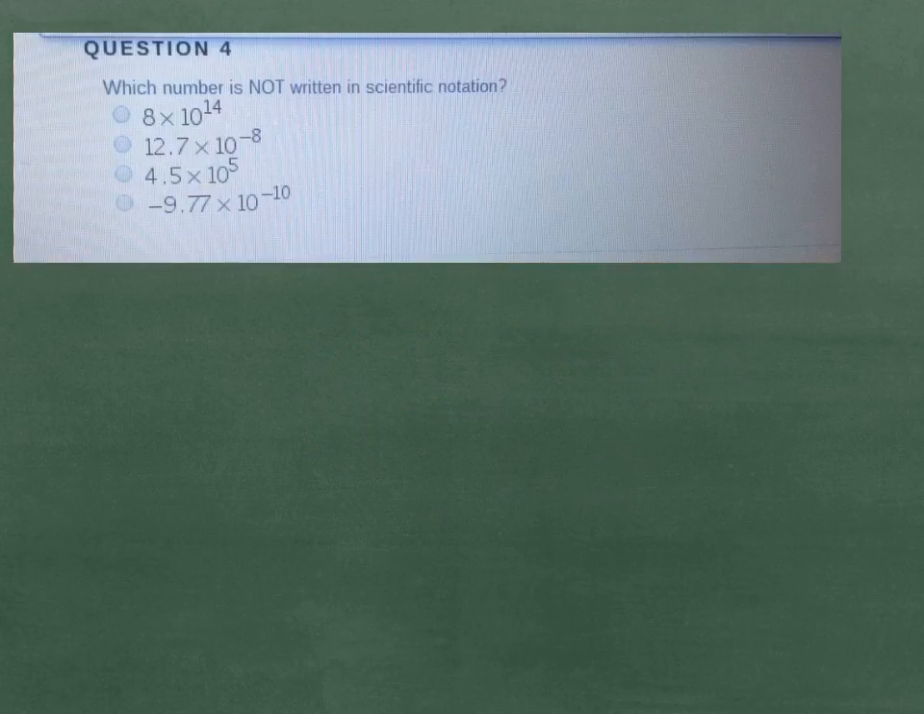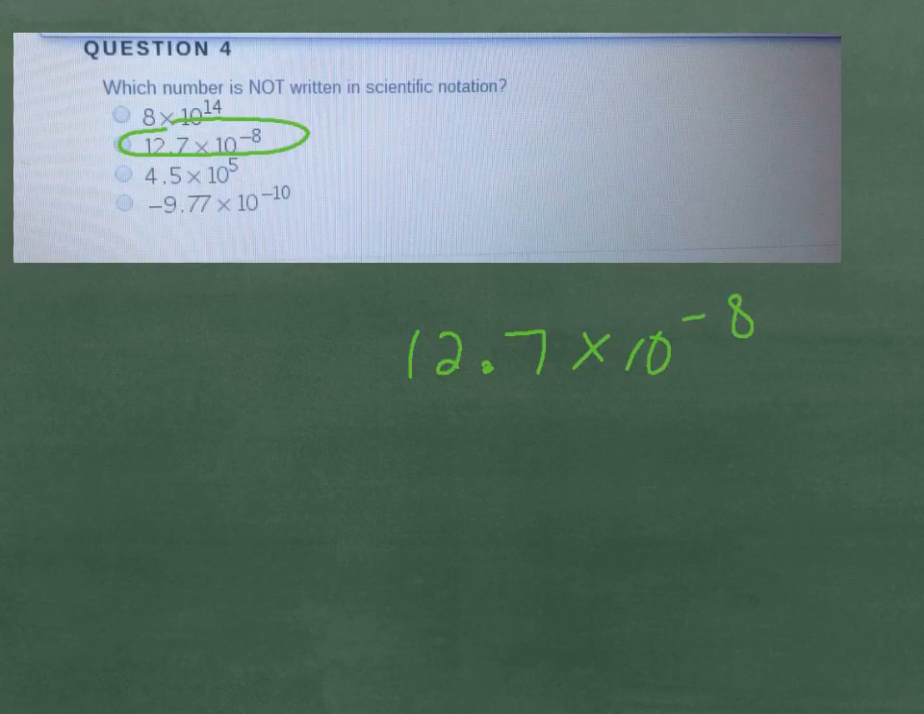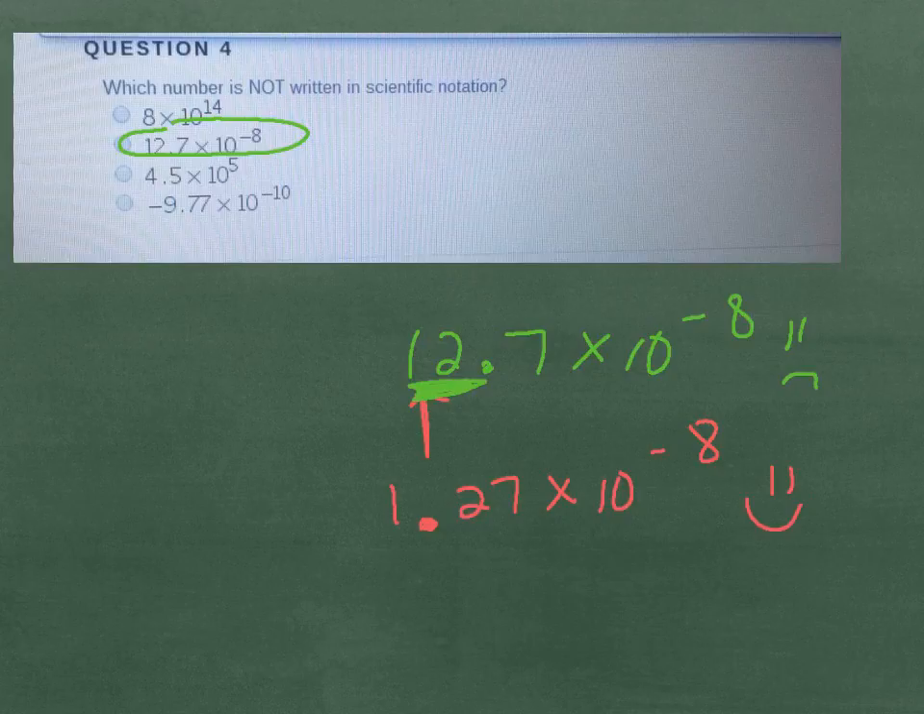Question number 4. Which number is not written in scientific notation? The answer for this is the second one, and I'm just going to tell you why. It says 12.7, and you're not allowed to have 2 numbers and then the decimal. You're only allowed to have 1 number and then the decimal right away. If it would have said 1.27, then that would have been good. It would have been in scientific notation because the decimal's in the right place. But because it didn't, it had two numbers and then the decimal. This is not in scientific notation.